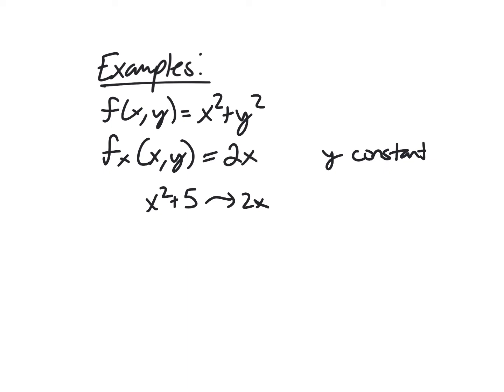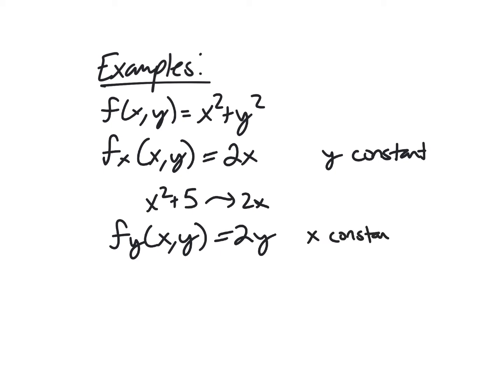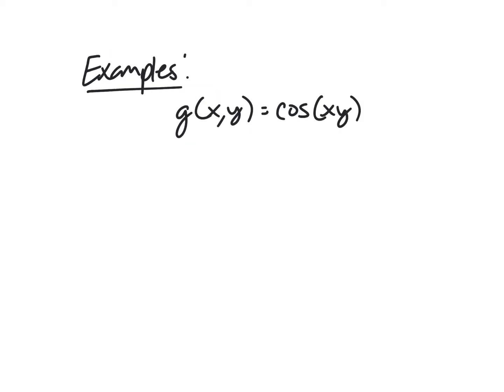This is just going to be 2x. And then similarly, when you take the derivative with respect to y, you're going to get 2y because you are holding x constant, okay? Okay, what about this one? Well, turns out chain and product rule still work. Okay, so those still make sense, but again, you just have to think one of these is being held constant.